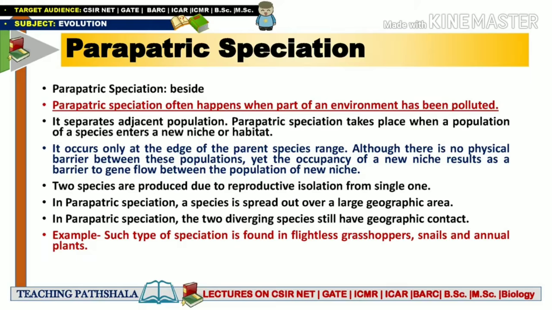The newly found population will be just beside the original population, but of course there will be reproductive isolation. That is why they are regarded as two distinctive species. Speciation may be of different types, but the first thing that comes into account is reproductive isolation, the main factor making a single species diverge into two distinctive species, because there is no interbreeding between the two populations. As examples, such speciation is mainly found in flightless grasshoppers, snails and annual plants.